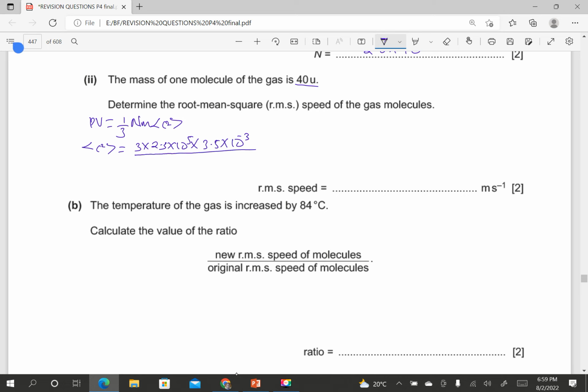divided by the number of molecules. We have obtained them above, which is 2.0 times 10 power 23, times the mass of one atom, which is 40 U. Remember, small m is the mass of one atom, capital N is the number of molecules. So 40 U is 40 times 1.66 times 10 power negative 27. So we can press our calculator here.